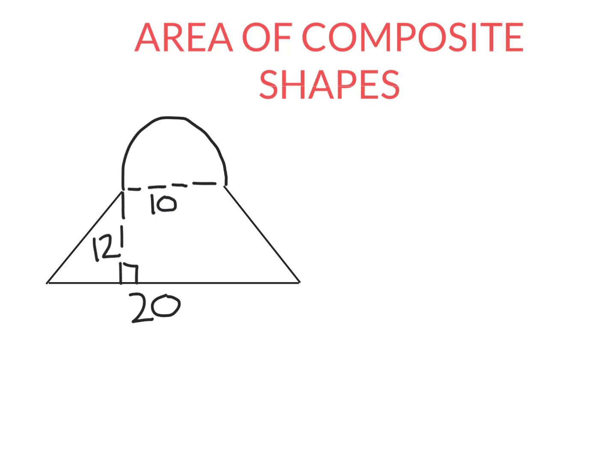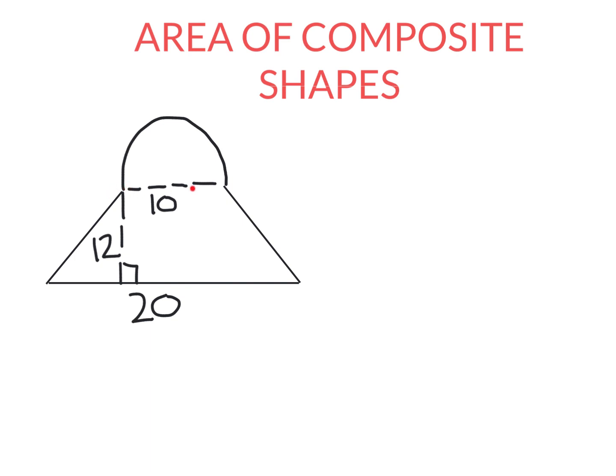Thank you so much for tuning into this video in which we will look at finding the area of composite shapes. So you will be faced with one of two scenarios here. You'll either have a shape like this, which is two shapes added together, or you'll have one shape cut out of another. So when you have a shape like this, we don't really have a name for this shape. We can't really find its area directly.